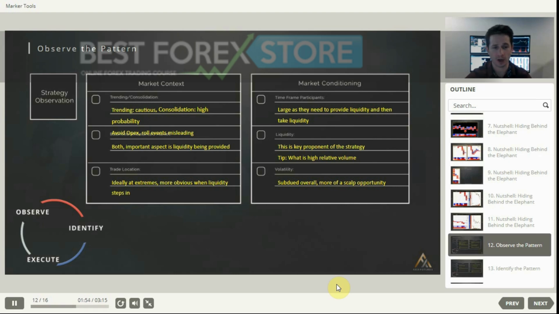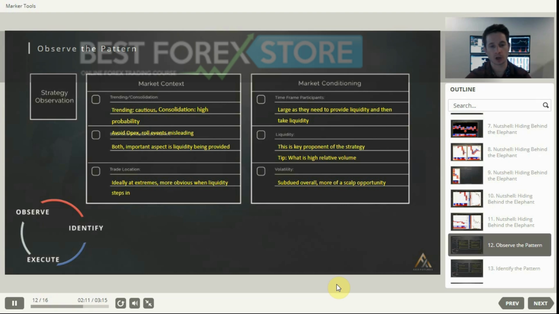Now, in terms of trade location, ideally, we do tend to see this mostly at extremes. Why? Because this is a more obvious location for someone to step in and respond to higher or lower prices and ultimately provide that desired liquidity or be that elephant in the market.